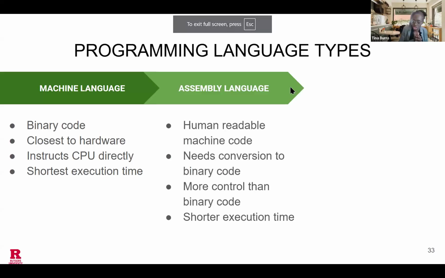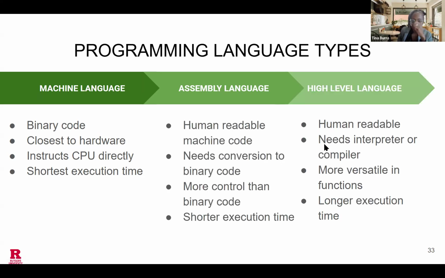Assembly language is a human readable version of machine code. The disadvantage of this is that it needs to be converted to binary code before it can be used. But it has more control over binary code. I'm not going to understand a bunch of ones and zeros, but I can understand this human readable portion of assembly code. It's also important because your assembly code is going to have a shorter execution time than your high level language, and it's going to be a little bit closer to the hardware as well.